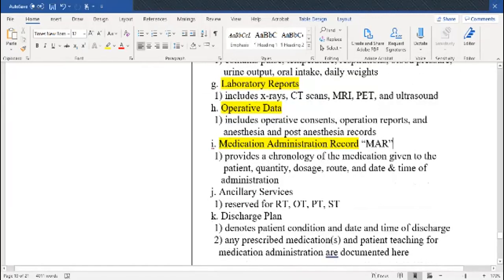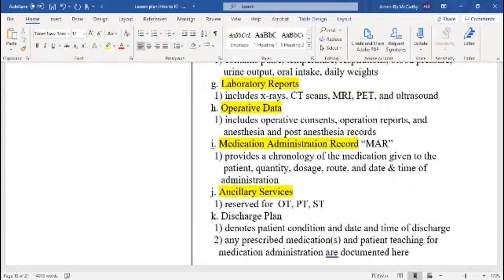Now, ancillary services is the one I can't stand, because this is an old term. I always take this out. We are not ancillary. Ancillary means other people, right? Respiratory is not considered other people, okay? Respiratory is very vital in keeping you alive. We run the ventilators. We make sure that you're breathing. We make sure that your lungs are clear.